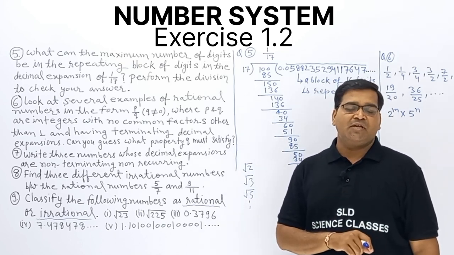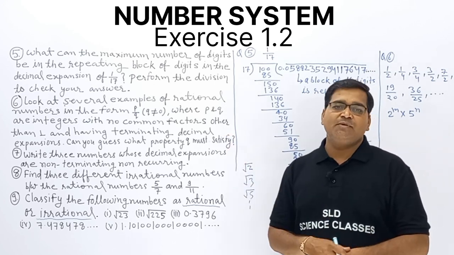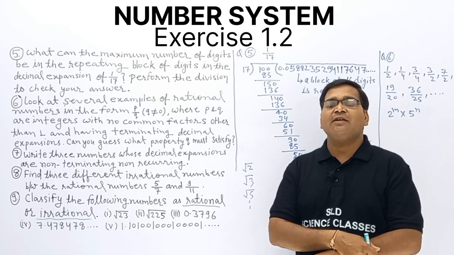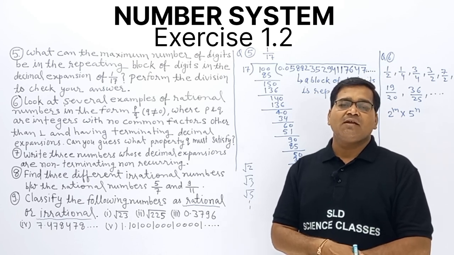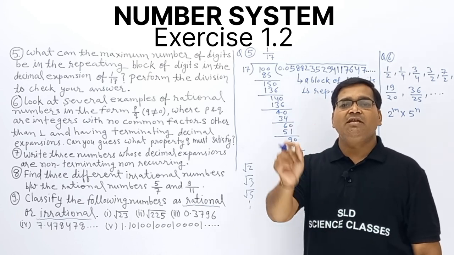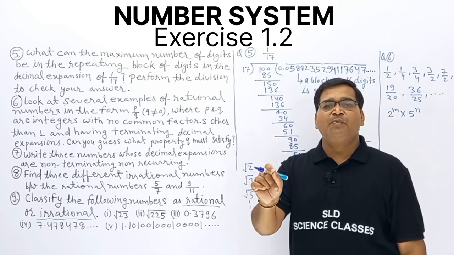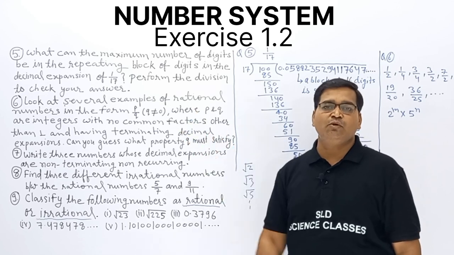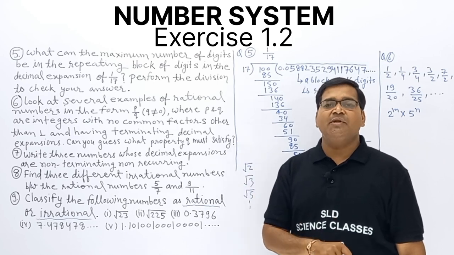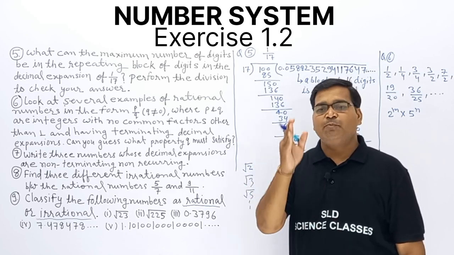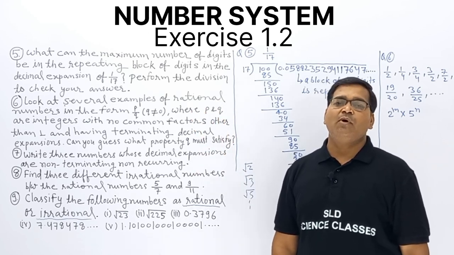Clear? The numbers which are not rational are called irrational numbers. Irrational numbers cannot be expressed in the form of p upon q, and another way we can say irrational numbers are non-terminating, non-repeating. It means after the point in the decimal expansion, we keep getting different values up to infinity. This is non-terminating, so the remainder will never be 0. So after the point we get different digits up to infinity.